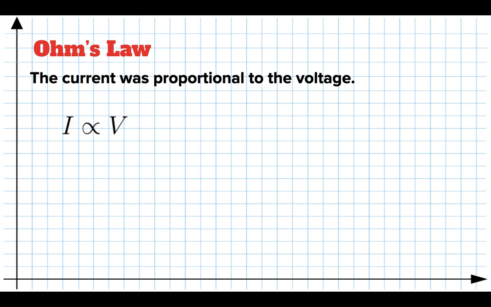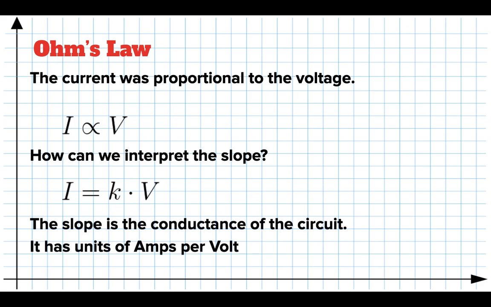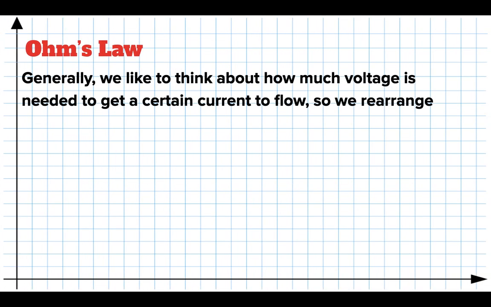What we found was that the current is proportional to the voltage. And we want to know, what do we do with the slope? Well, the slope turns out to be the conductivity. If you have a small slope, you have a small conductivity, and a large slope means there's a large conductivity. So we call the slope the conductance of the circuit, and the units are amps per volt. But we don't always work with conductance. The more familiar term is resistance. So let's talk about how we get there.